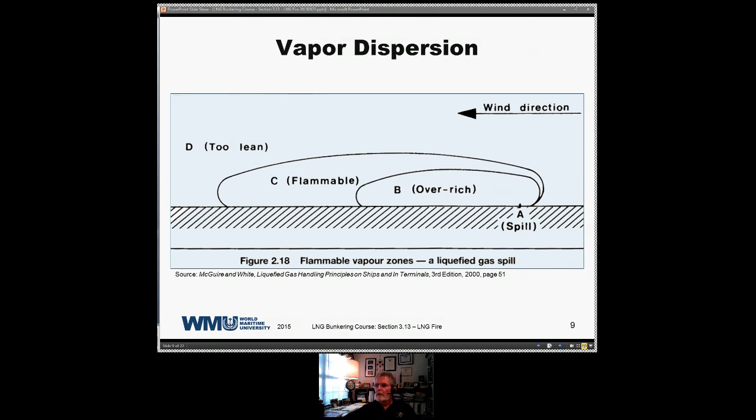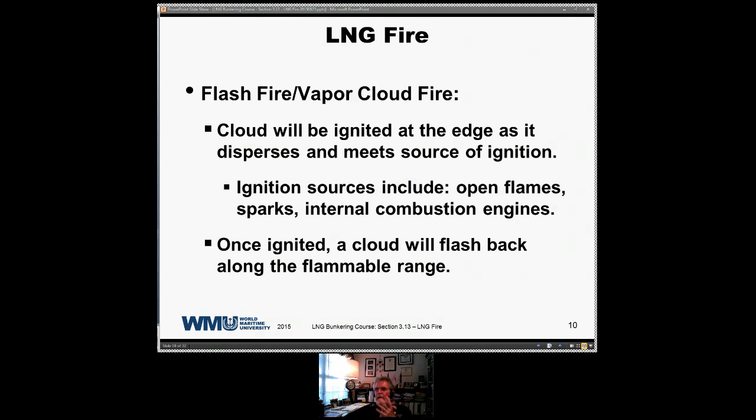Okay, if we have this vapor cloud fire or flash fire, the cloud's going to be ignited at the edge as it disperses and meets the source. Ignition sources include open flames, sparks, internal combustions, and once ignited, the cloud will flash back along the flammable range of the vapor cloud. Internal combustion engines is one of those sources that oftentimes don't get taken into consideration, particularly in a terminal operation.